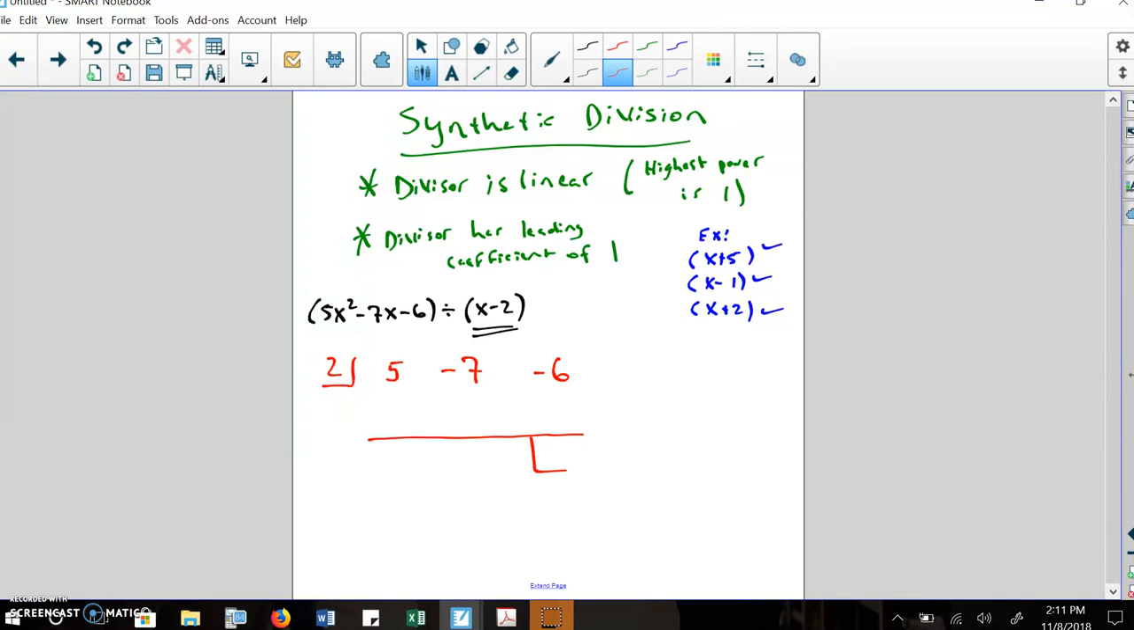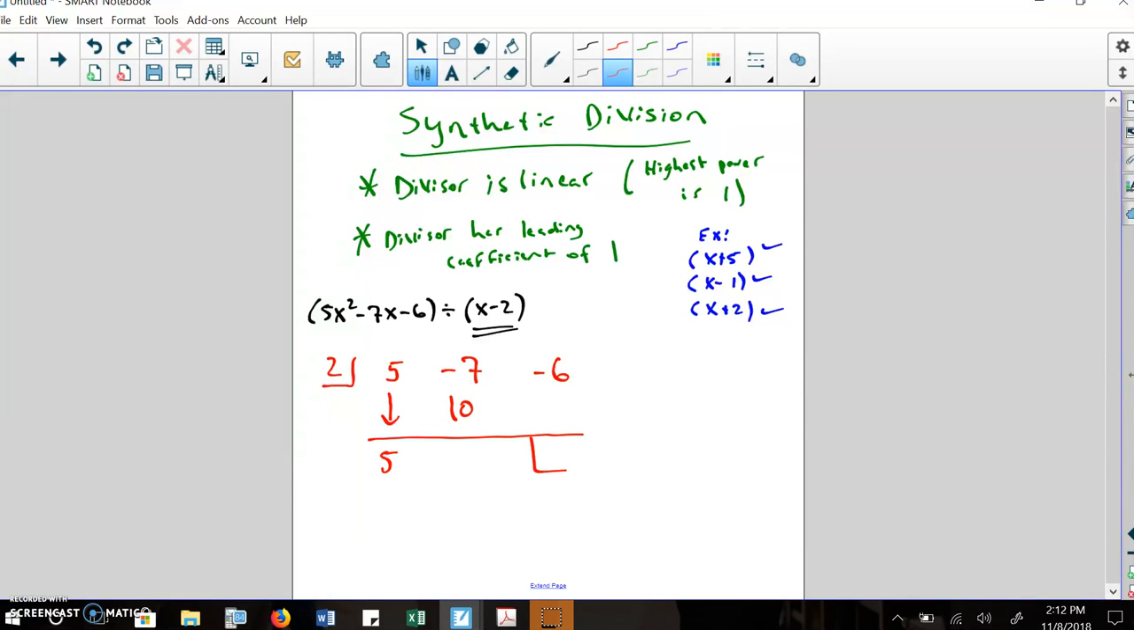Alright, first things first, we take this number, no matter what it is, and we drop it down to the bottom. Okay, so if that's a 5, we'll put a 5 down on the bottom. If that was a 10, we'd put a 10 down on the bottom, and so on and so forth. Okay. Next thing, we take this number and we multiply it by the number in the box. 5 times 2 is 10.